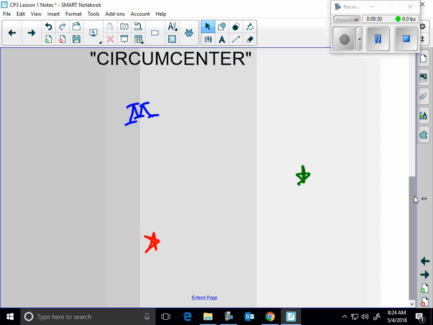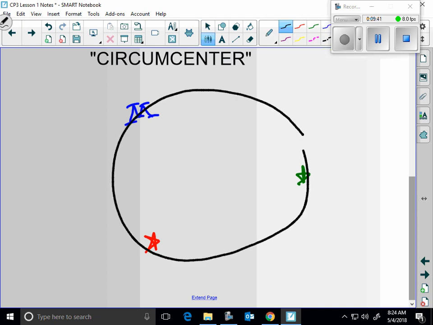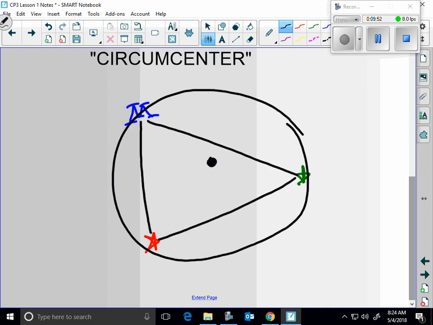This is different than the in-center. This is called the CIRCUMCENTER. So it's not necessarily the center of the circle inside the triangle, it's the center of the circle. It'll be right there, right? That's the CIRCUMCENTER. Right? Imagine I connected this with a triangle like that.